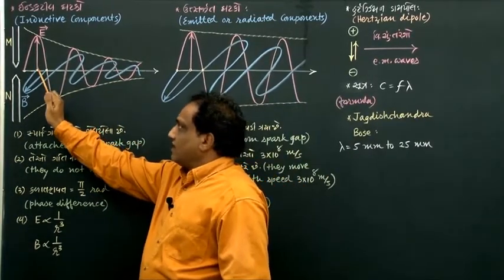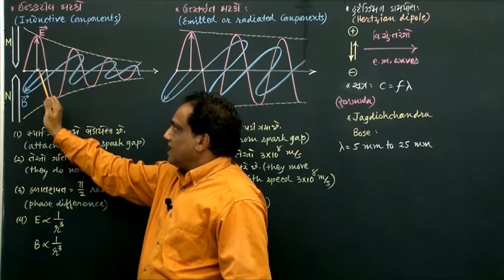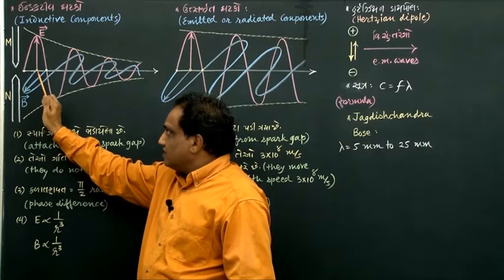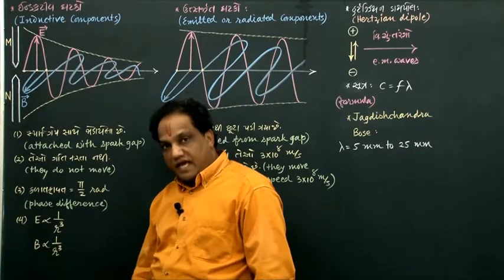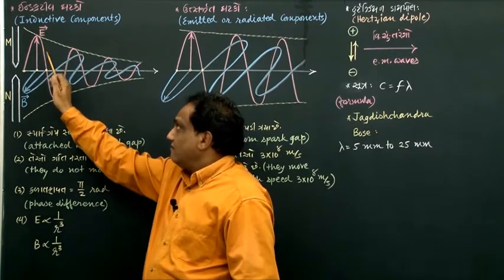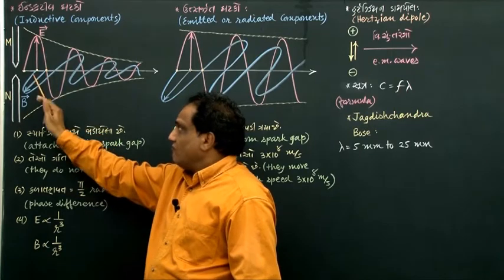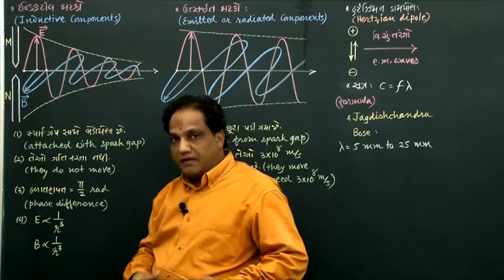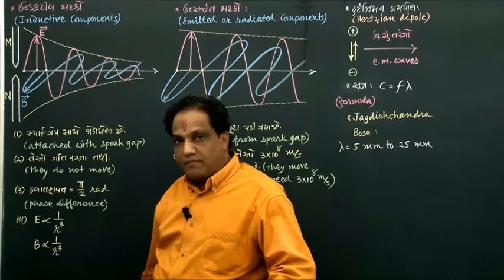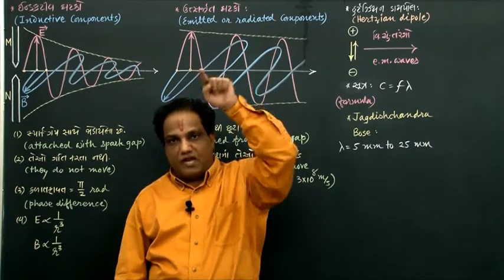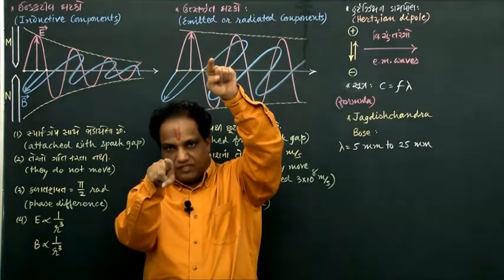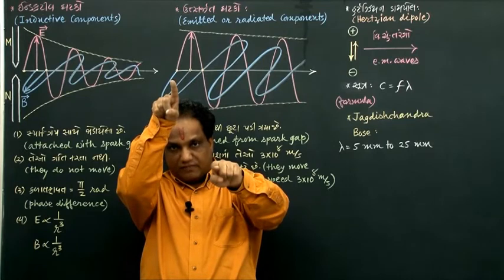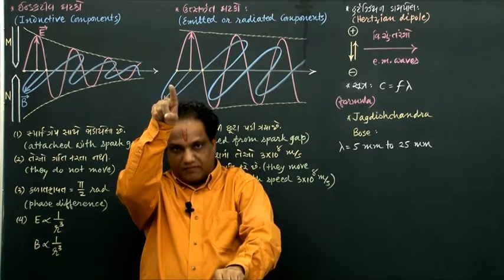When the value of vector E becomes maximum at the same point at the same time, the value of vector B is 0. And then when the value of E becomes 0, the value of B becomes maximum. Both of them are performing oscillations. When the electric field is maximum, the magnetic field is 0. When the electric field becomes 0, the magnetic field becomes maximum. When this becomes maximum, this becomes 0.